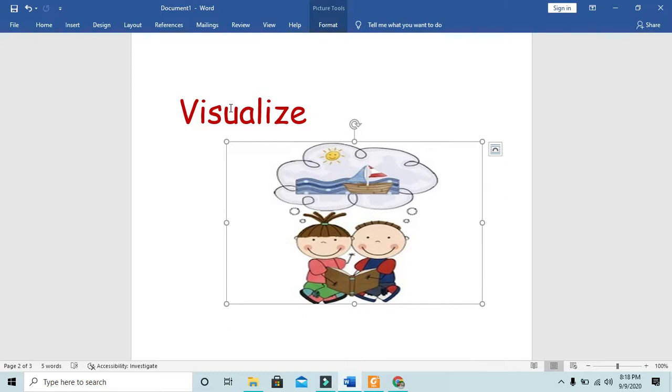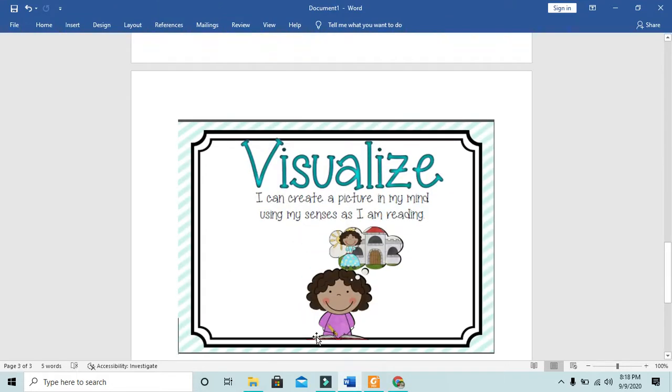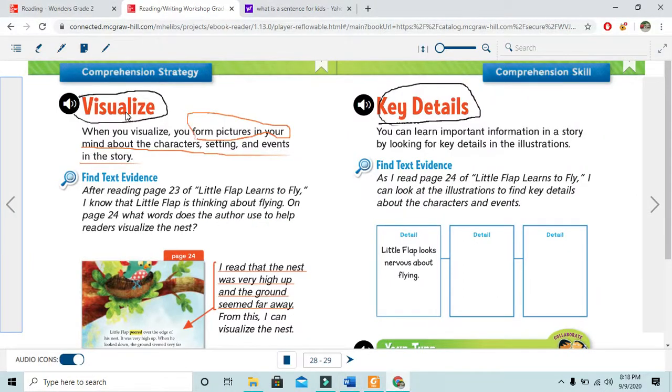Again, what do you mean by visualize? When you read something or you listen to a story, you start to do what in your mind? You start to create pictures or images for this reading or this story. That's it. Look at the girl here. She's imagining something in her mind. That was the meaning of the word visualize.